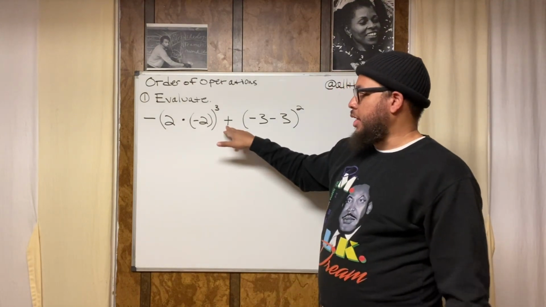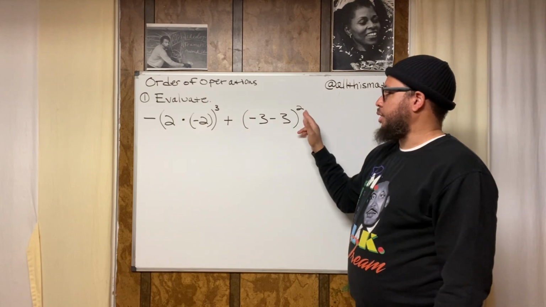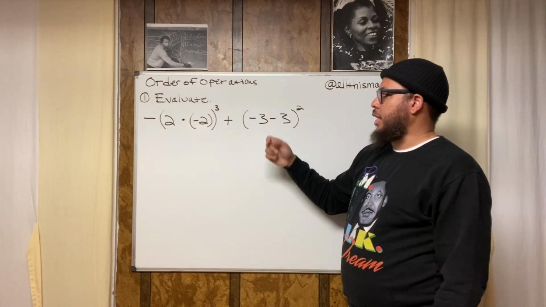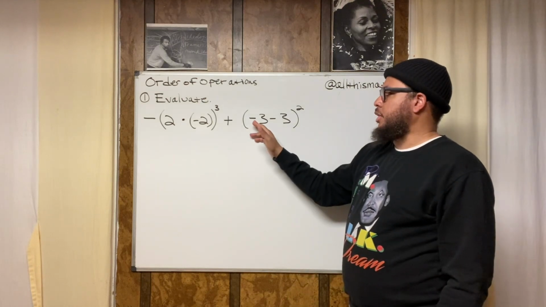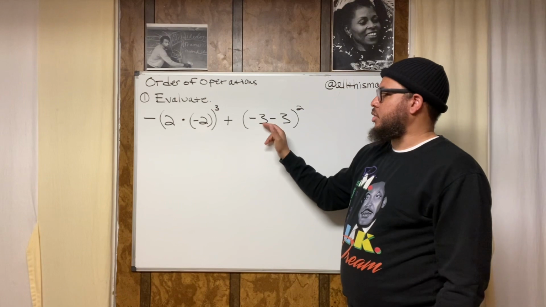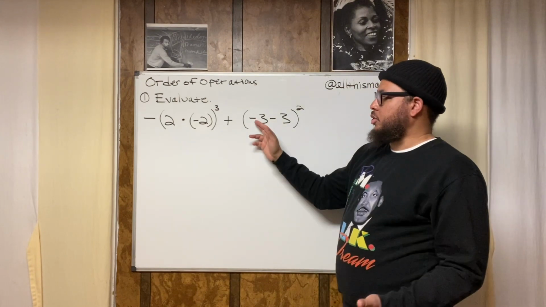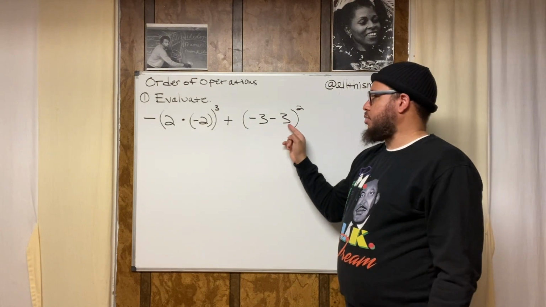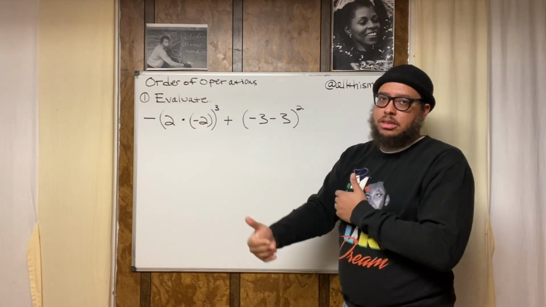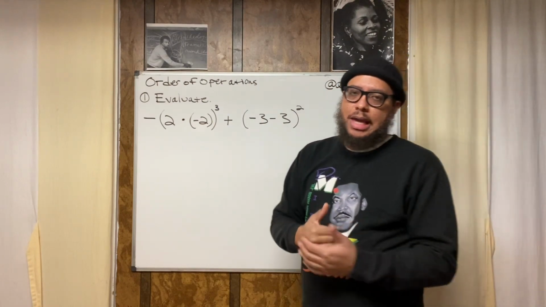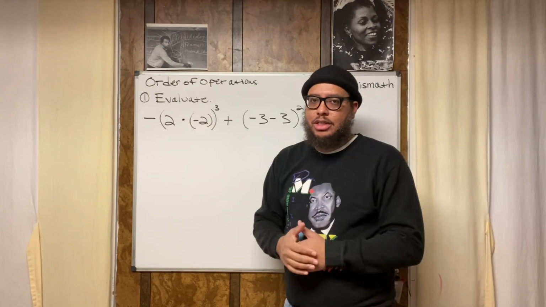All right? Plus the quantity, negative 3 minus 3 all squared. Now, you might be wondering, how do I know if it's a negative or if it's minus? What should I say? Well, this is the first term in an expression, so it's not being subtracted from anything. That's why you would just call it a negative 3. But this 3 is actually being subtracted from this number. Since that's an action, think of the words like plus and minus as action words or action verbs. Think of positive and negative as just adjectives.